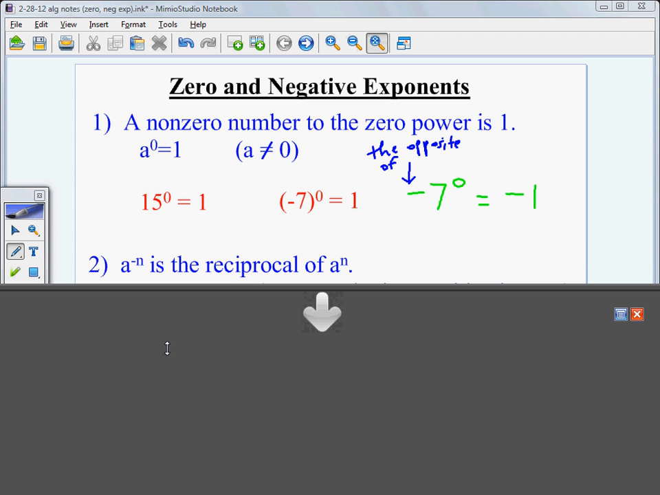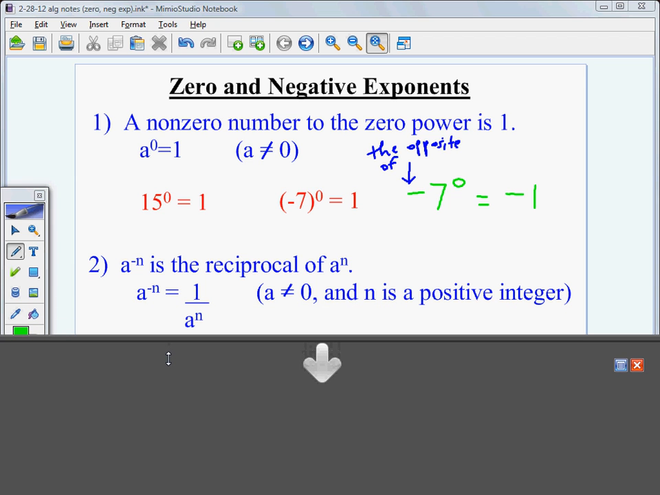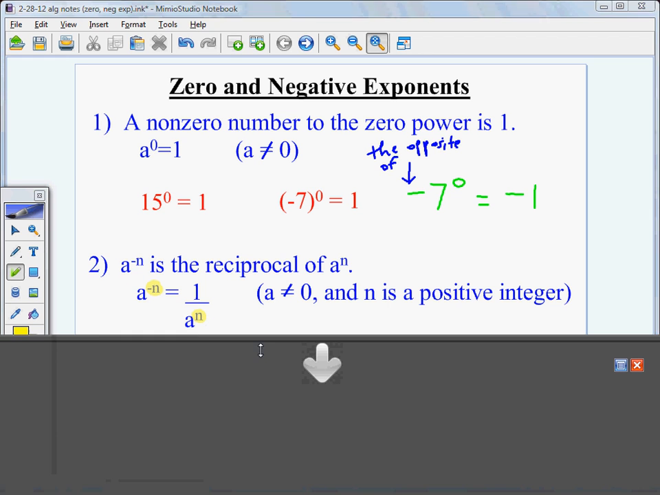Now negative exponents, a to the negative n, is just the reciprocal of a to the n power. So a to the negative n is just equal to 1 over a to the n power. That's the reciprocal. Again, a is not allowed to equal 0, and n is a positive integer. So since n is a positive integer, that makes the exponent negative, and then that would be positive. And that's because it says n is a positive integer.